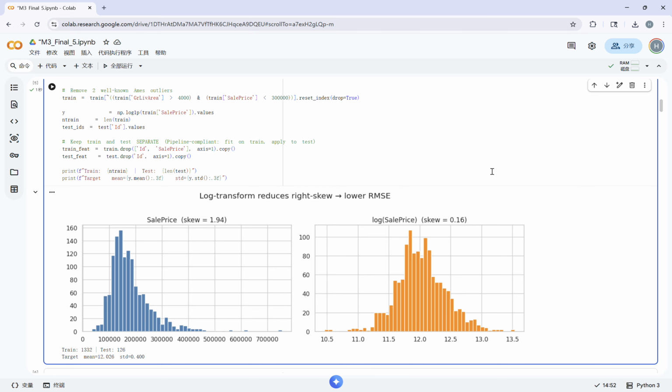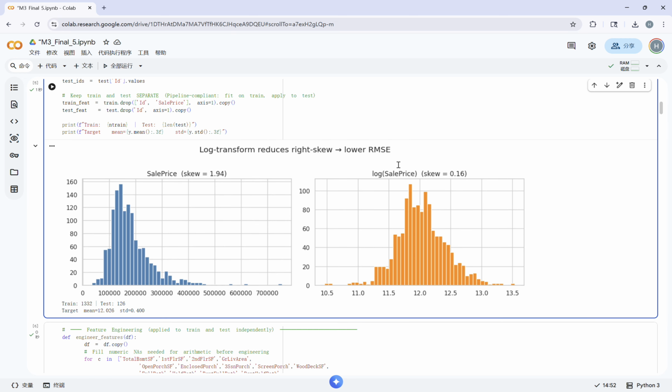A key characteristic of housing price data is that the sale price is right skewed, which means a small number of high price homes stretch the distribution. If we model the raw price directly, the model can become overly influenced by large error in the high price range, which often hurts the generalization.